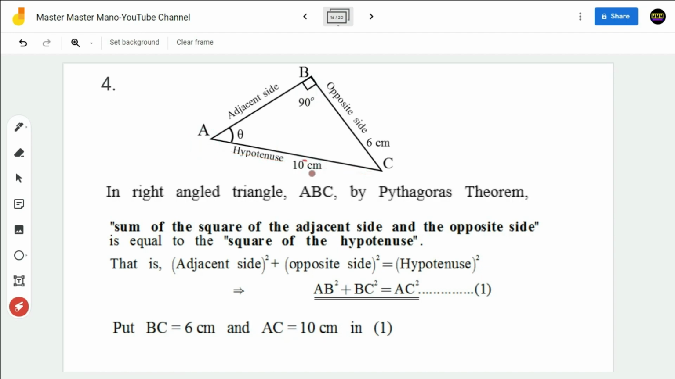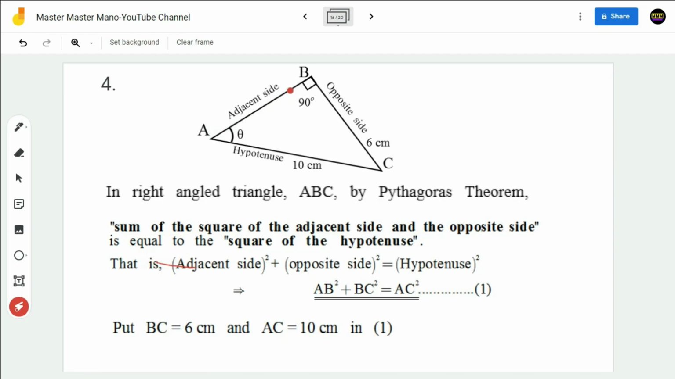After naming the opposite side and the hypotenuse, the third side is the adjacent side, that is, the side AB is the adjacent side and its length is not given. We are going to find the length of the adjacent side AB by Pythagoras theorem. Pythagoras theorem states that the sum of the square of the adjacent side and the opposite side is equal to the square of the hypotenuse.